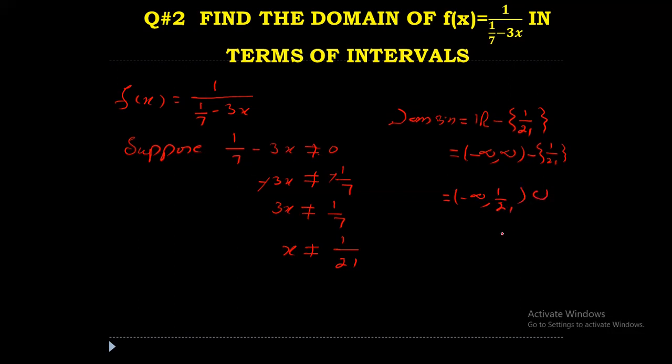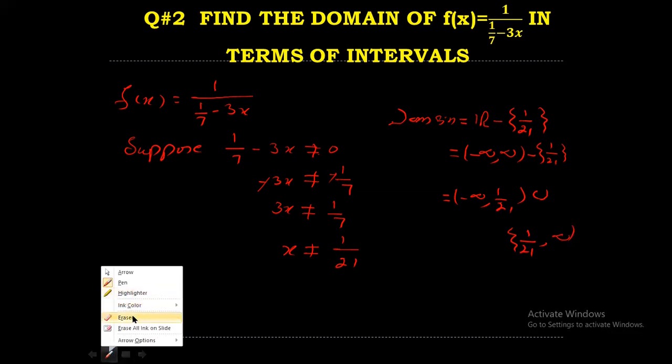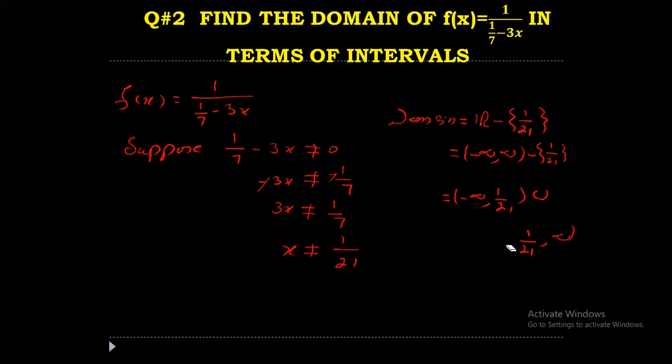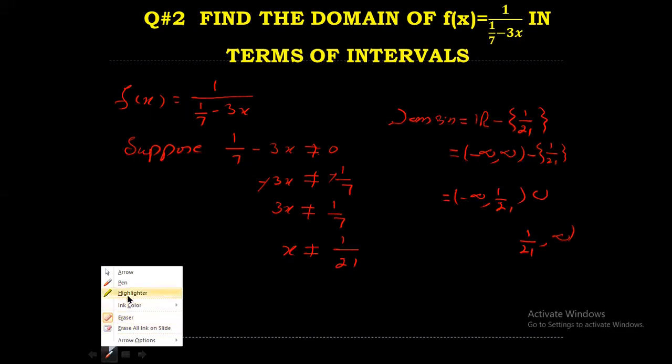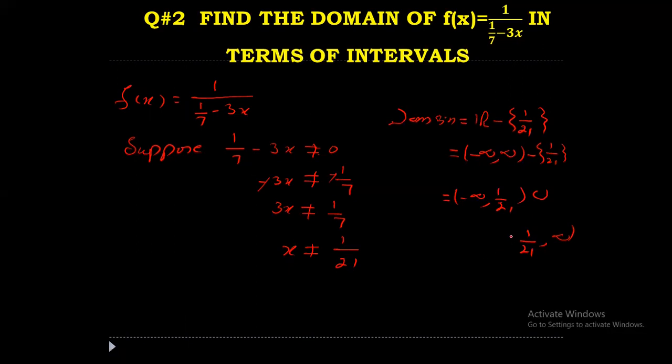union 1 over 21 to infinity. Just a minute, boys. This bracket we have to write as a round bracket. So this is the answer, the domain.